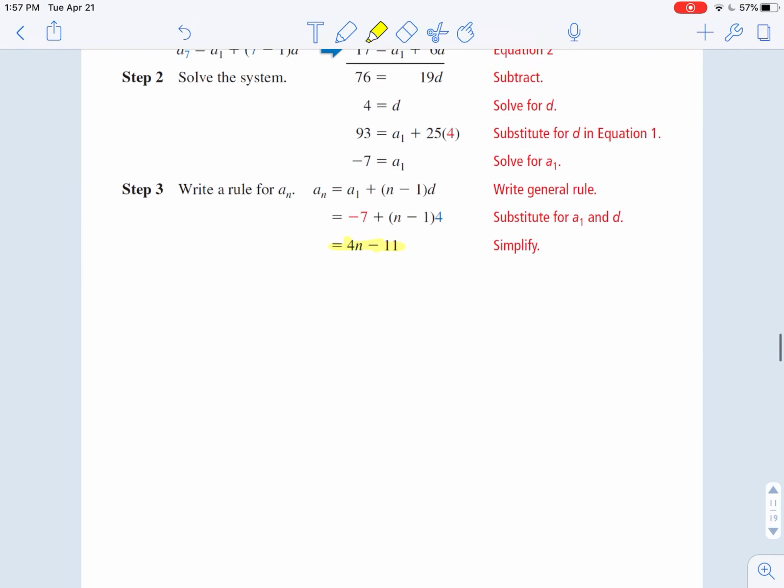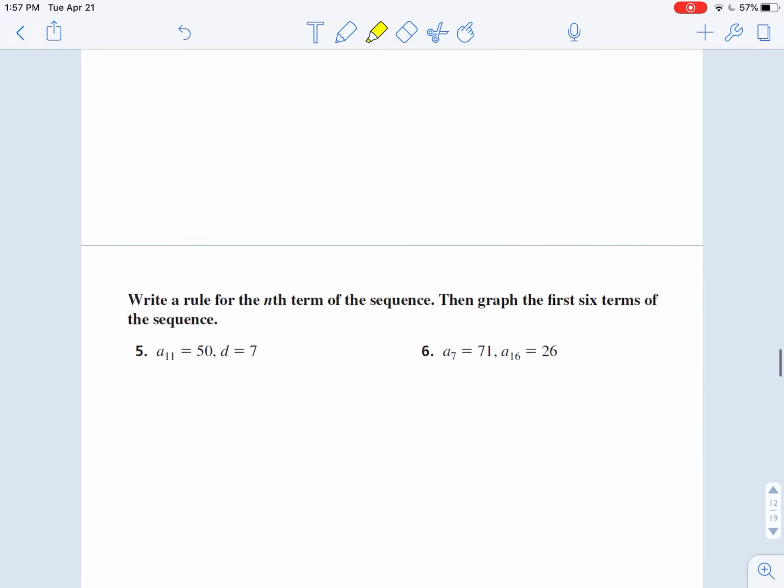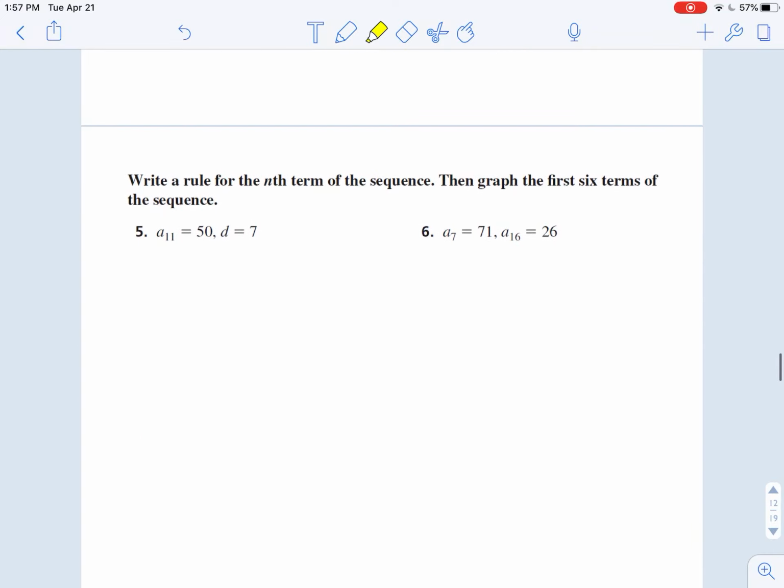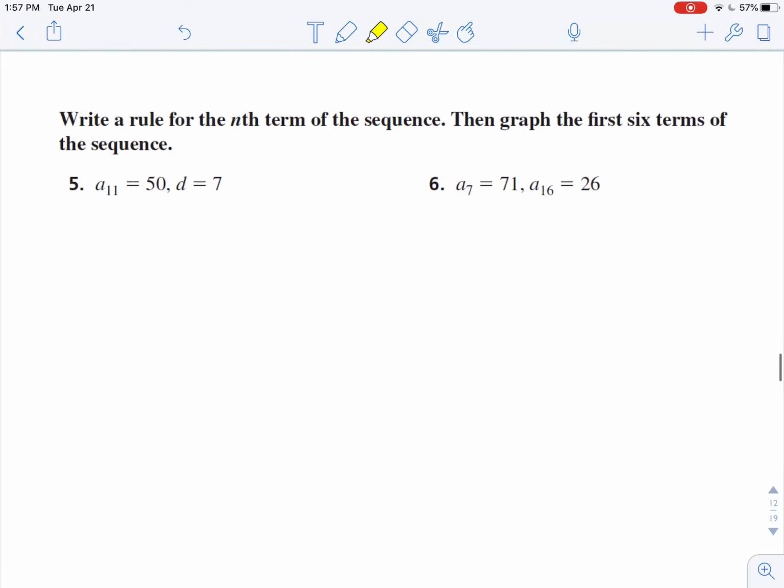Okay. Now, I'm going to scroll down here and we have two problems that look very, very similar. Again, now would be a great time to press pause. If you want to try this on your own, please press pause. If you want to just continue to hear me talk about some of these, let's keep moving. So our job is to write a rule for the nth term, and then they want us to graph the first 6 terms. So let's start with writing a rule.